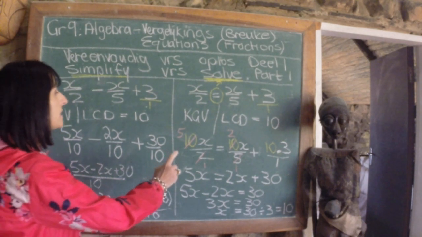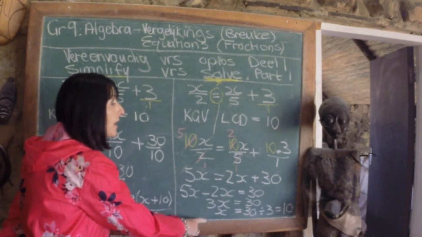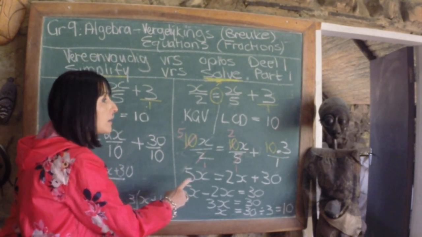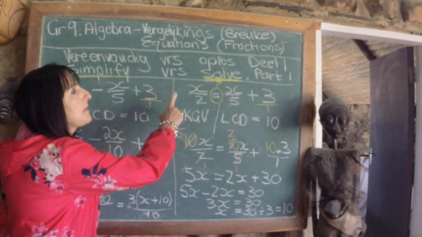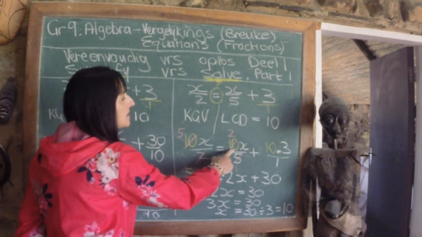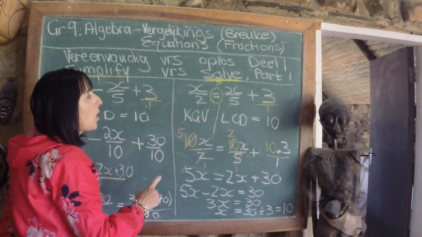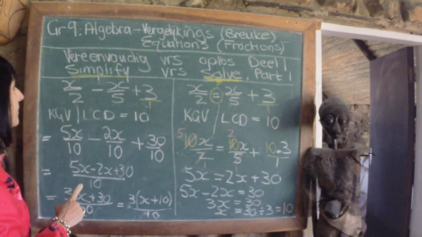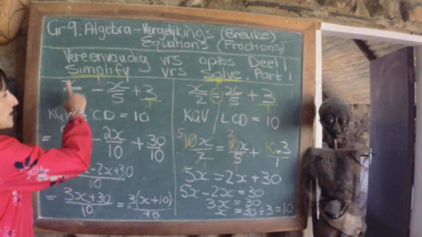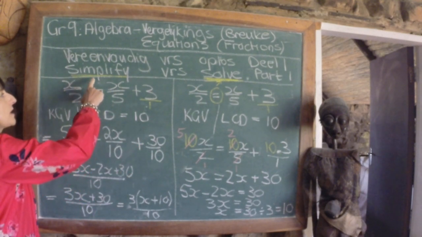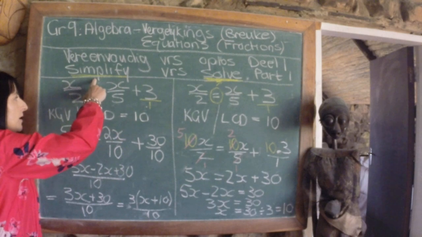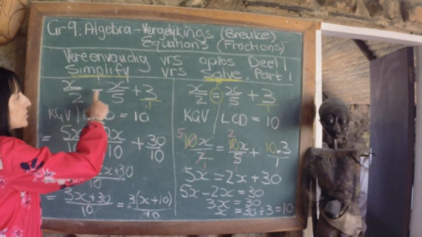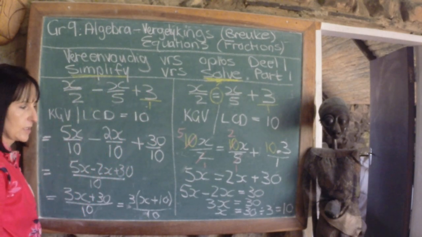Hoekom kon ek x hier oplos? Omdat hier 'n is gelyk aan is. Hoekom kon ek hier met die KGV dwars deur maal? Because there's an equals to. Why didn't I do the same over here? Because it's simplified. There's no equals to in my equation.